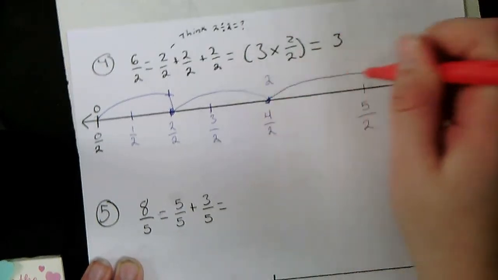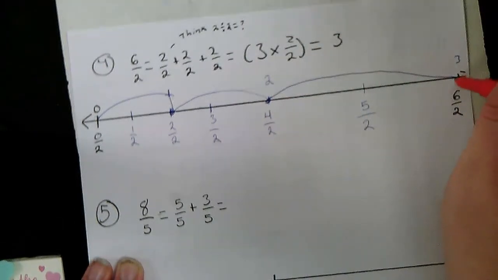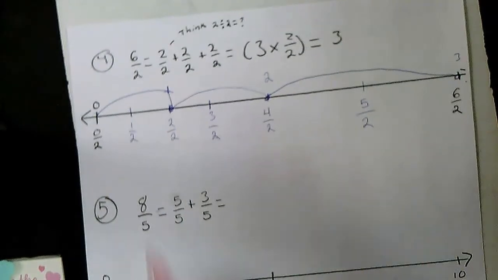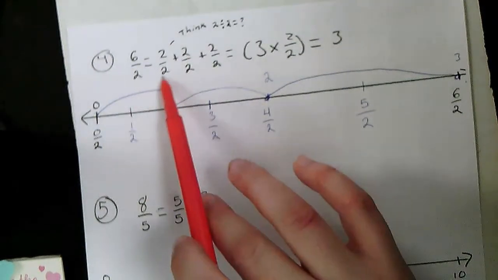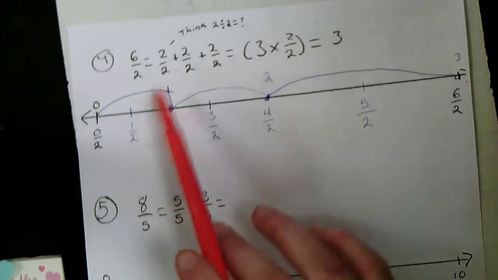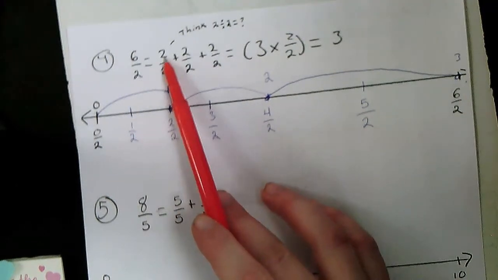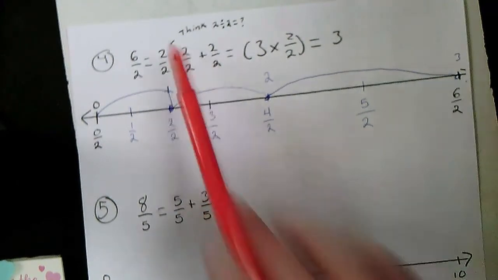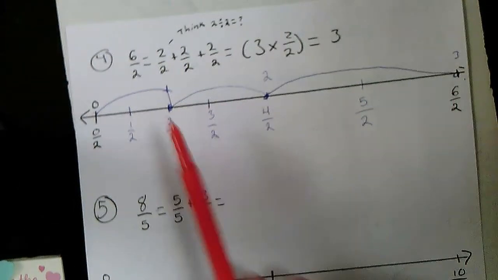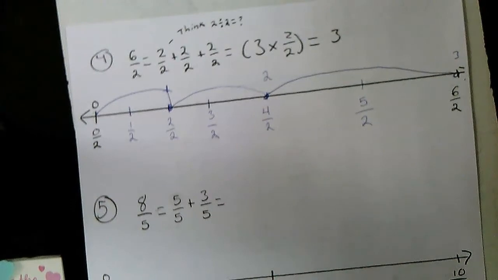And then I can jump ahead again to 6 halves, and that is me showing my work on how 2 halves plus 2 halves plus 2 halves equals 6 halves. And you can also see that, remember, my denominator is not changing. I'm just adding my numerator. So I have 2 plus 2, which is 4, and 4 plus 2, which equals 6. And that is another way I can show my work.